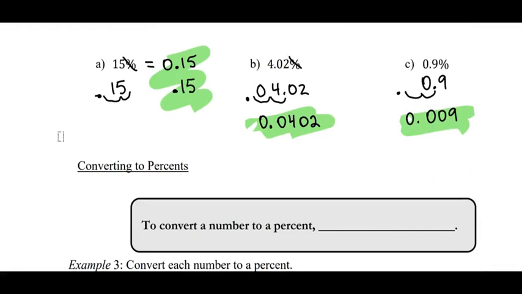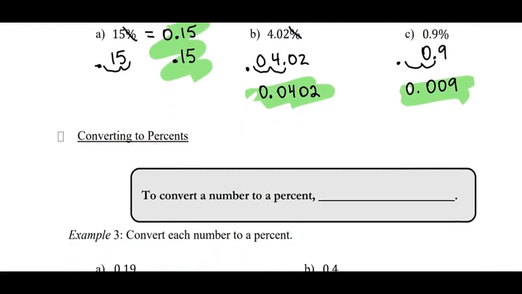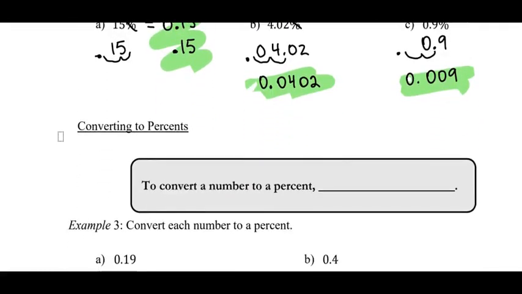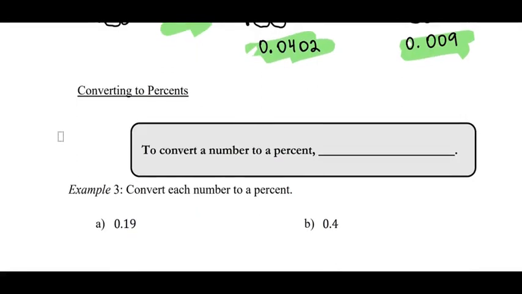Now we're going to go backwards and convert a number to a percent. So when you convert a number to a percent, you do the opposite of what we just did. So you're going to locate the decimal point and move it 2 times to the right. Move the decimal point 2 times to the right.